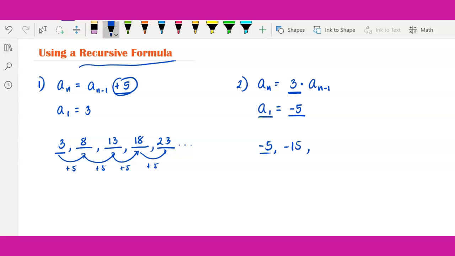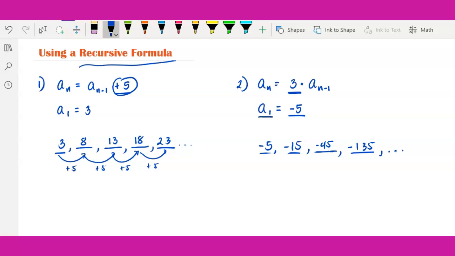And then the next number is going to be negative 15 times 3 again. It's going to be negative 45. And then the next number is going to be negative 45 times 3 again. It's going to be negative 135. And so on, and it continues.